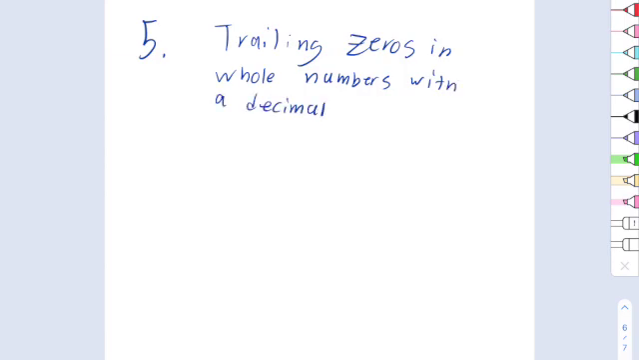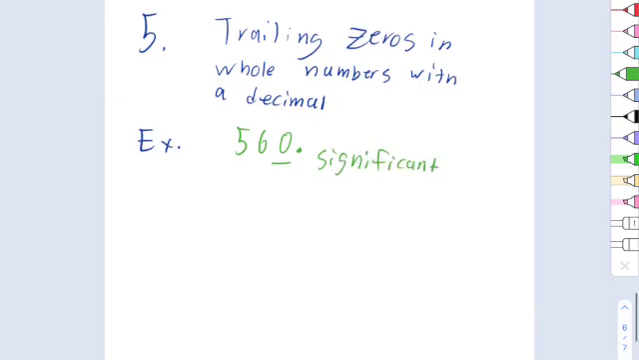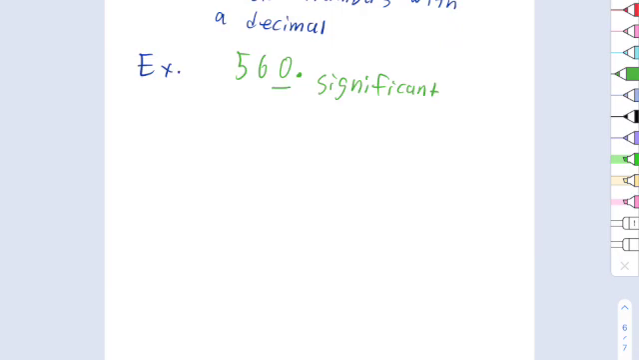Then how about 560.0? Well, the first 0 is part of the whole number, but it is right next to the decimal, so we want to call that significant. And also the second 0, that is a trailing 0 after the decimal point, so we also want to call it significant. So here, both zeros are significant, so there will be 4 significant digits in total.